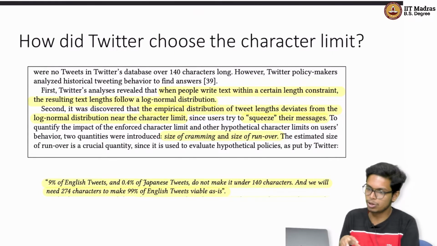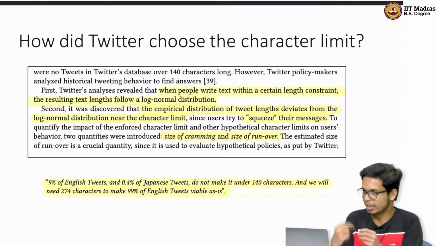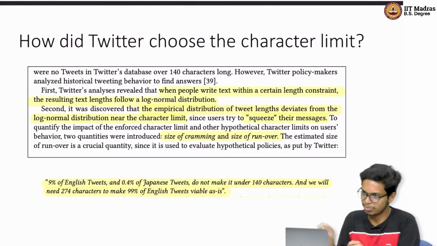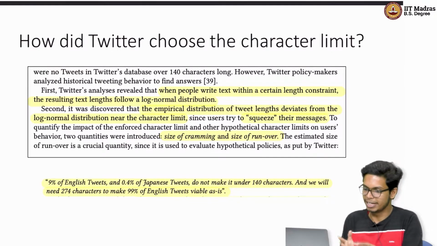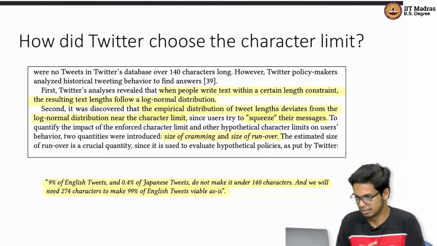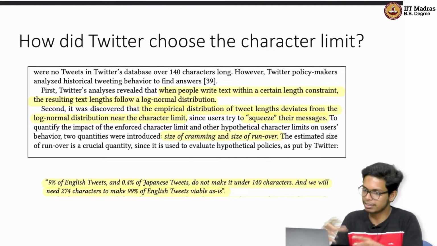The second thing that they observed is the empirical distribution, basically. So log normal is the theoretical distribution. You can fit a distribution based on your data set, and this would be your theoretical estimate based on mean, mode, median, and these statistics. How does your data represent a theoretical distribution?